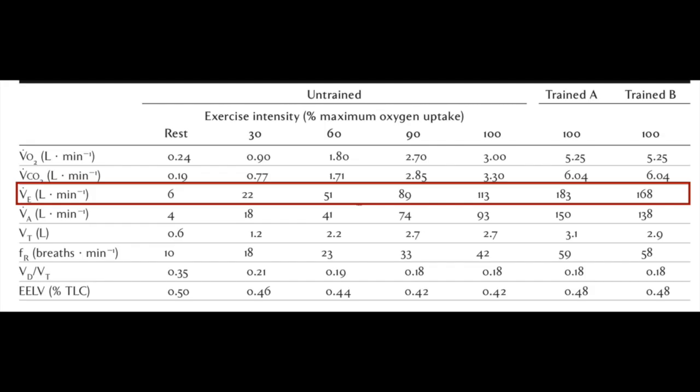Now, ventilation at rest is about 5 to 10 liters per minute, but can exceed up to 100 to 150 liters per minute during exercise, and can actually approach or even exceed 200 liters per minute during maximal voluntary ventilation, which we're actually going to be measuring today.